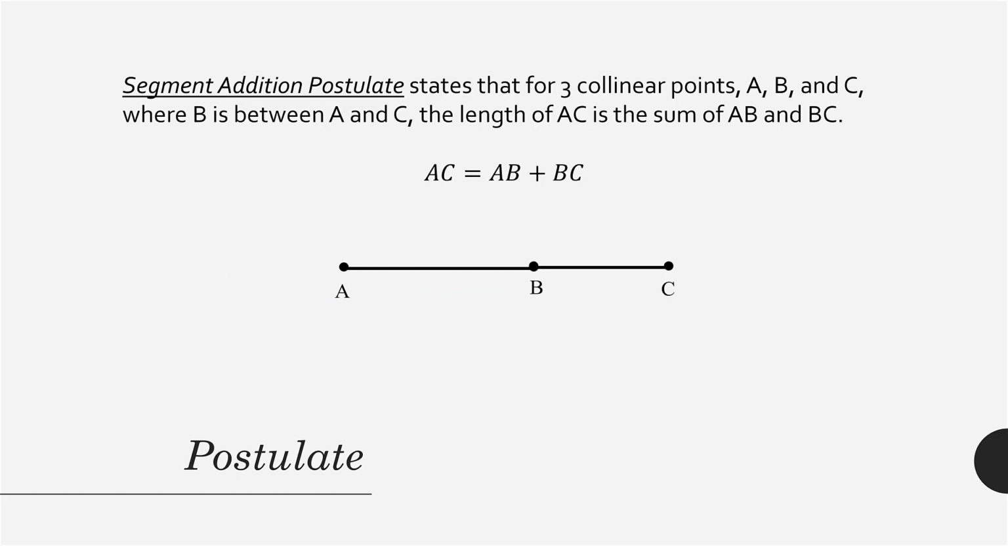So the first thing we're going to look at is what's called the segment addition postulate. And that states if you have 3 collinear points, or 3 points on the same line, A, B, and C, and B is between A and C, then the length of AC is the sum of BC and AB. In other words, if I have this entire segment AC, its whole length is made up of the 2 parts AB and BC. So what does that look like if I'm doing geometry with this?